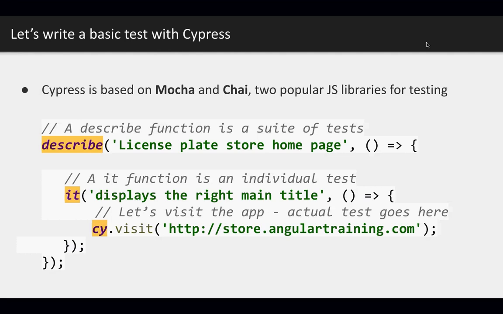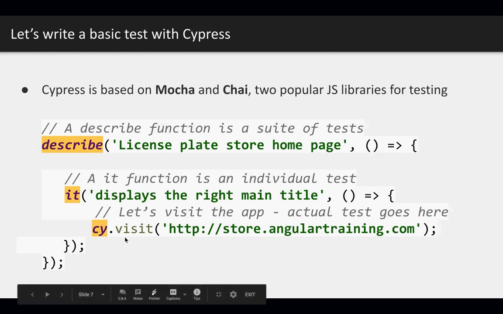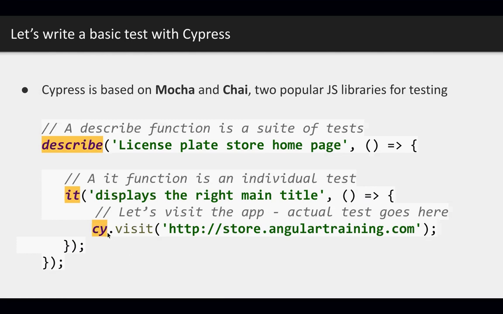So you have a describe function. That describe function is a bunch of tests. It groups a number of tests together. And then you have a bunch of it functions. These are the individual tests that you're going to run. For both describe and it, the first parameter is just a string that describes what we're doing in here. So here, this is the test of my home page, and my first test is checking that we display the right main title. And then the actual test uses Cypress, the cy object, to visit my license plate store.